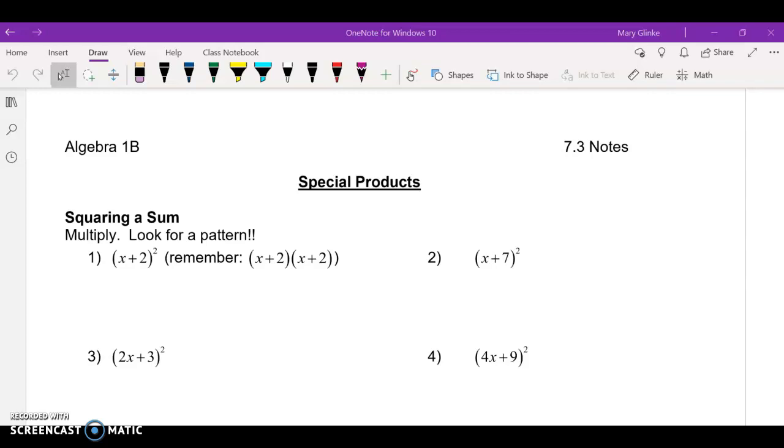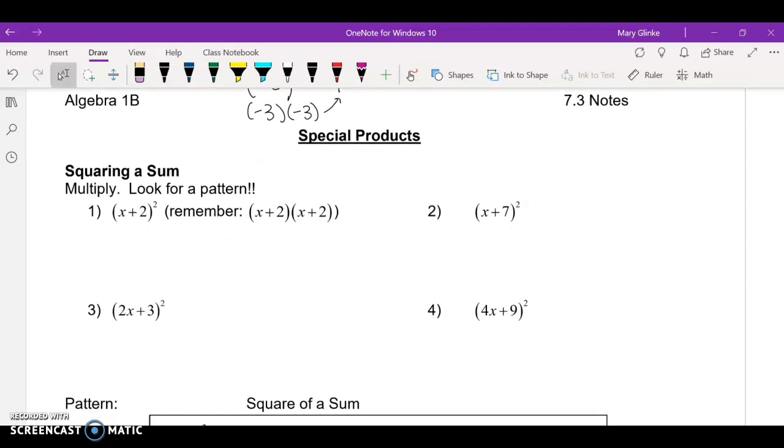Hello. Today we're going to be working on multiplying polynomials. There are going to be some special products that we are dealing with, specifically when you square something. So when you think of something like negative 3 squared, you get positive 9, and the reason being, you're doing negative 3 times negative 3. So to square something means multiply it by itself.